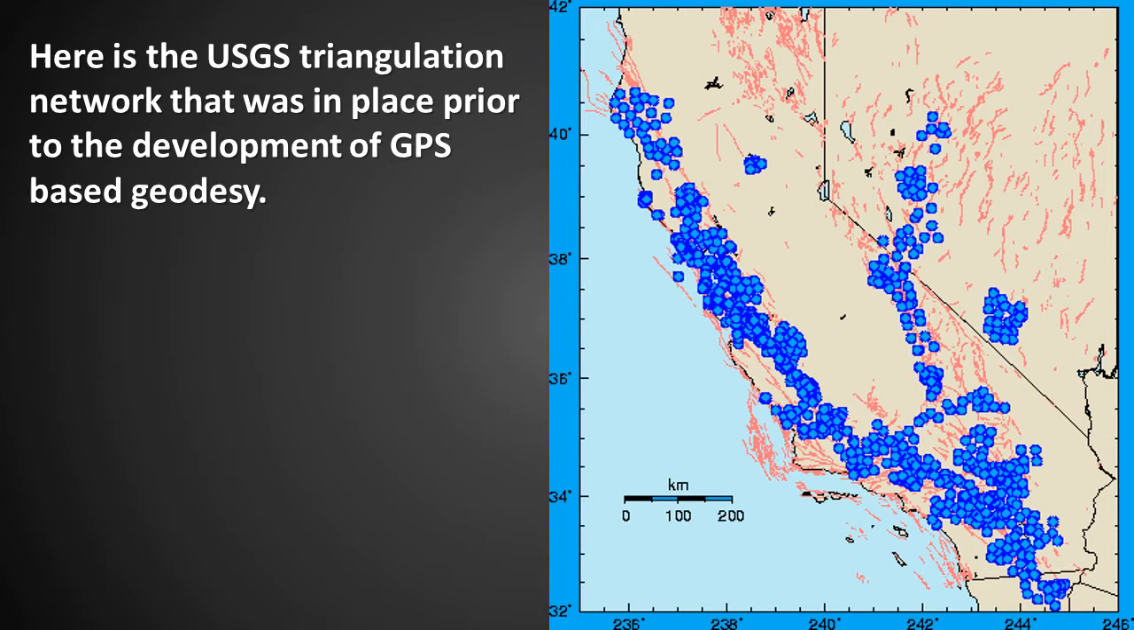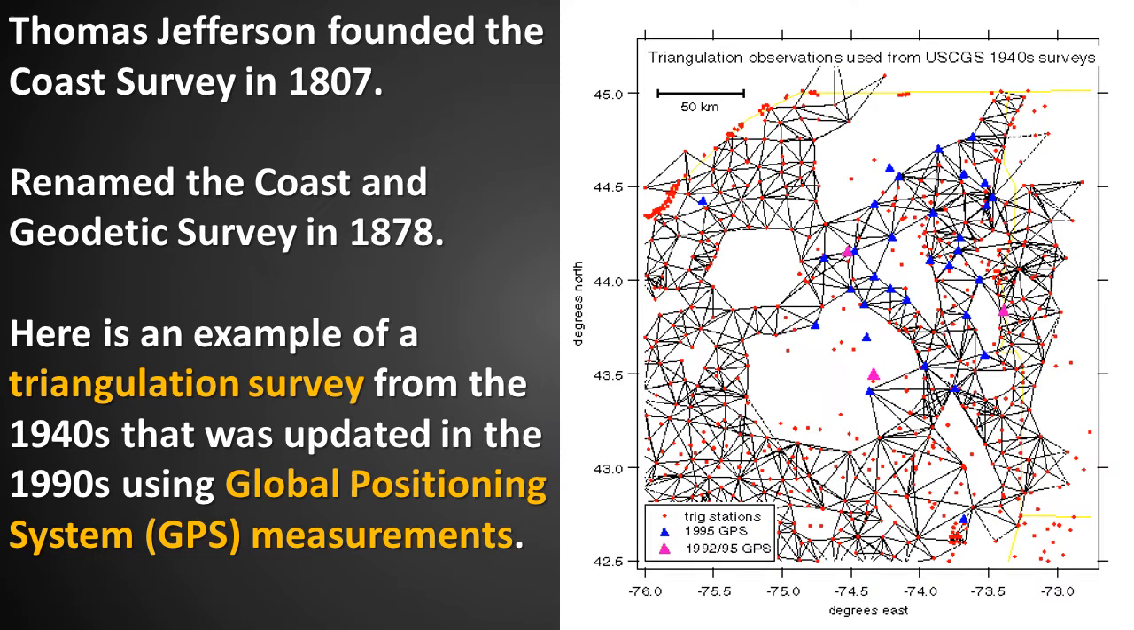Here is the USGS triangulation network that was in place prior to the development of GPS-based geodesy. Thomas Jefferson founded the Coast Survey in 1807, which was renamed to the Coast and Geodetic Survey in 1878. Currently, the National Oceanic and Atmospheric Administration conducts the activities that these prior agencies accomplished.